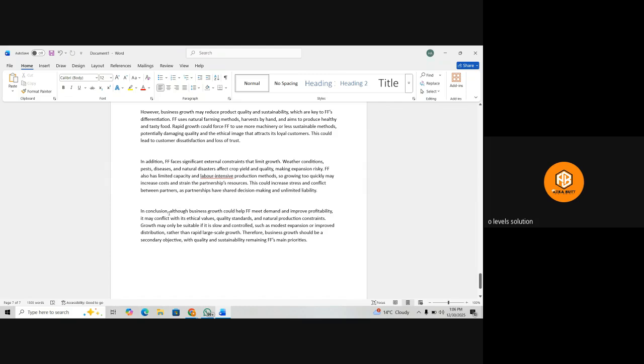So in conclusion, although business growth could help FF to meet demand and improve profitability, it may conflict with its ethical values, quality standards, and the natural production constraints. So growth may only be suitable if it is slow and controlled, such as modest expansion or improved distribution, rather than rapid large scale growth. So therefore, business growth should be a secondary objective, with quality and sustainability remaining FF's main priorities. So this is my last recommendation for the business.